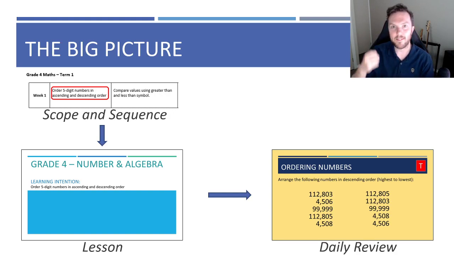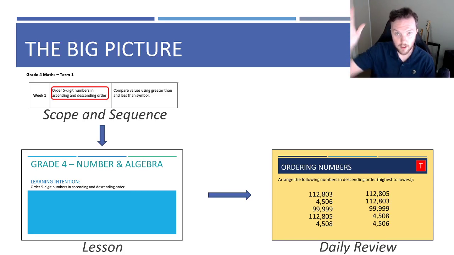So I might teach this lesson on a Monday, and then I'll have some review slides for it that I might give my students for the next few days. Then I might take them out and put them back in after a week or so. That's essentially how it works. That's the pipeline. So from the scope and sequence, we then create a lesson, and the slides that we use in our lesson, we then take out and use as our review.